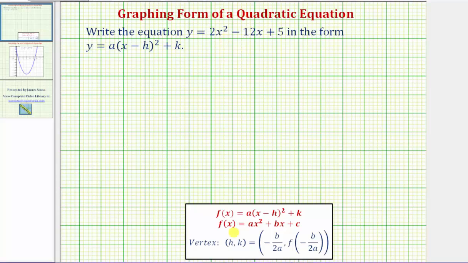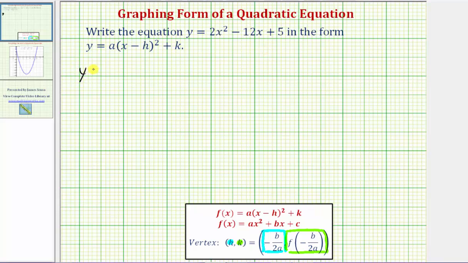So for a quick review, if we have a quadratic function in the form f of x equals ax squared plus bx plus c, then the vertex would have coordinates h comma k, where h would be equal to negative b divided by 2a, and k is equal to f of negative b divided by 2a, meaning to find the y-coordinate of the vertex, we evaluate the quadratic function at the x value of negative b divided by 2a.